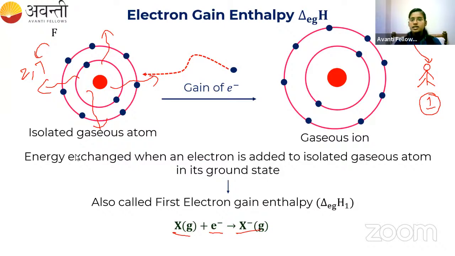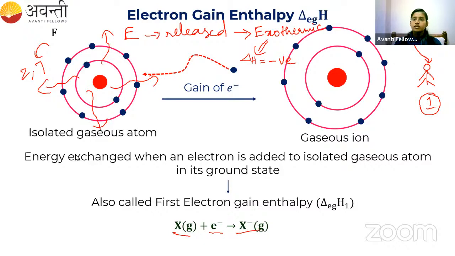Since the energy is getting released from the atom for this electron gain enthalpy process, this process is exothermic in nature. If energy is released from an atom, it is exothermic in nature. If it is exothermic in nature, delta H value will be negative.